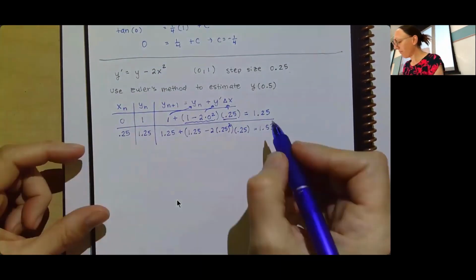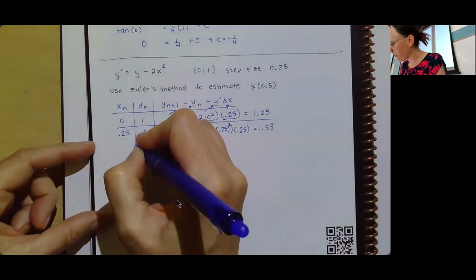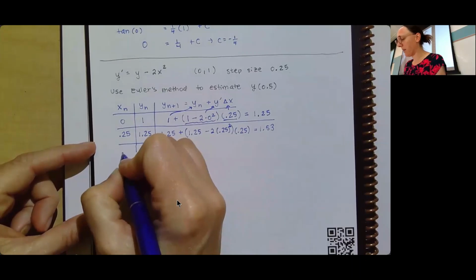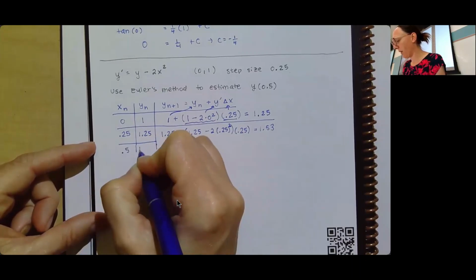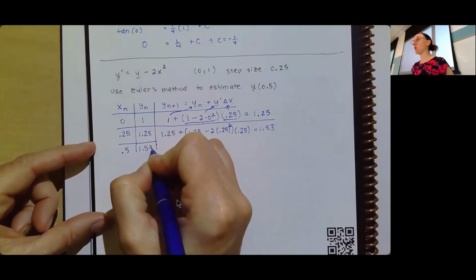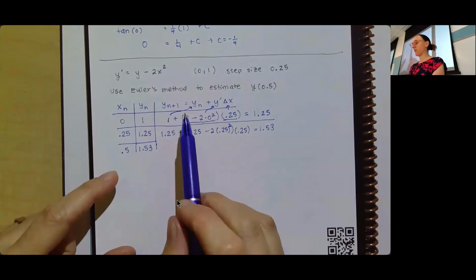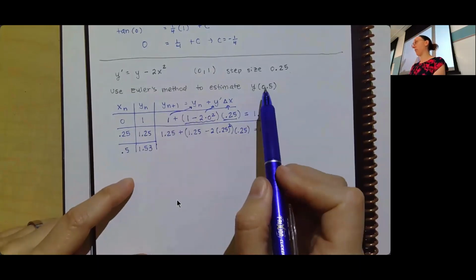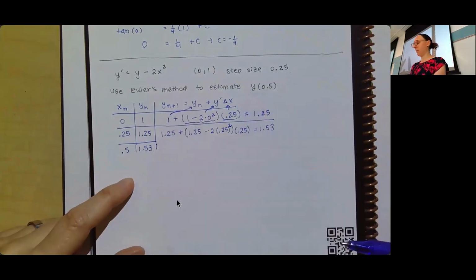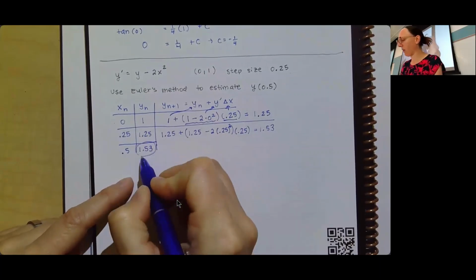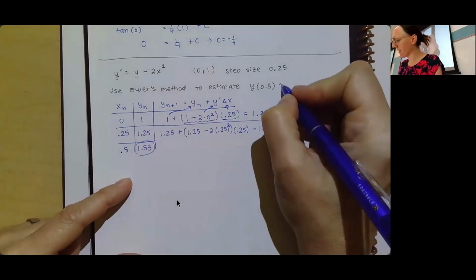So now that I've got that new y value, that means I am now standing at the point 0.5, 1.53, which means I've actually answered the question. Because the question was to estimate y of 0.5, and I got there because I took 2 steps of the x, and that y value is my estimate.